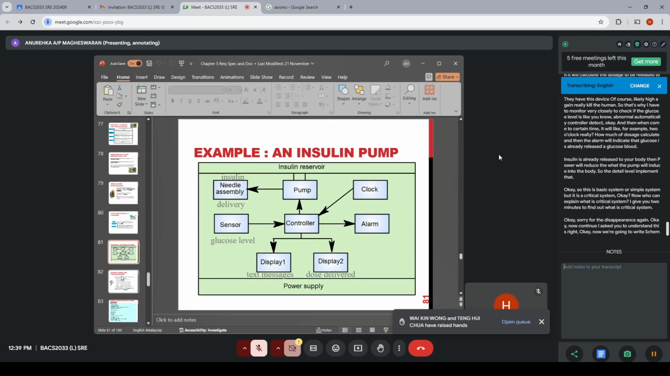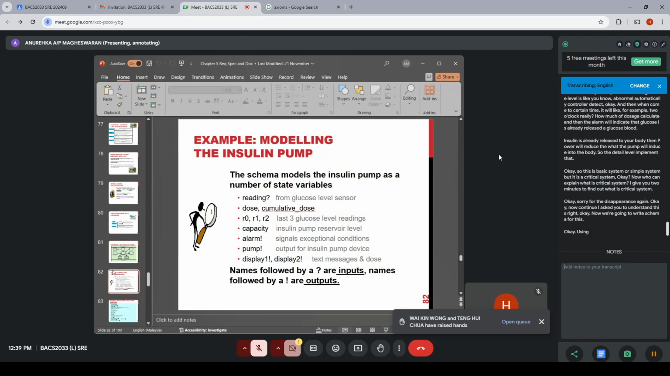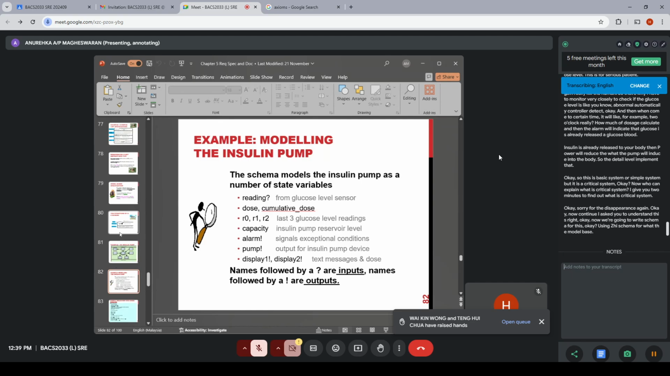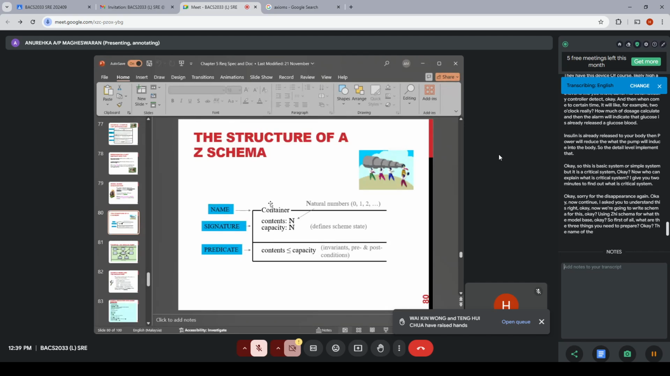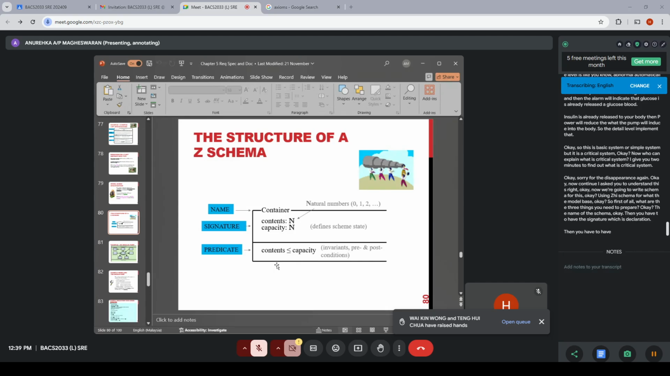Now we're going to write a schema for this, using Z schema for model-based specification. So first of all, what are the three things you need to prepare? The name of the schema, then you have to have the signature, which is the declaration, then you have to have your condition.